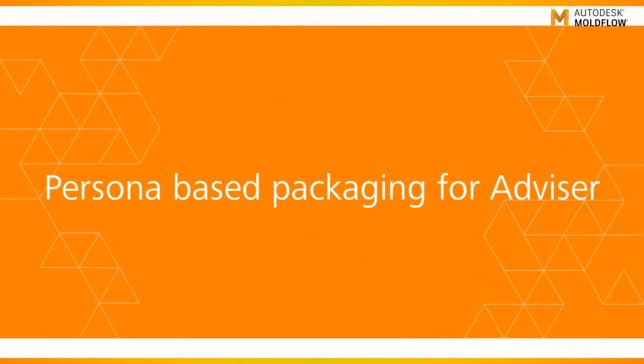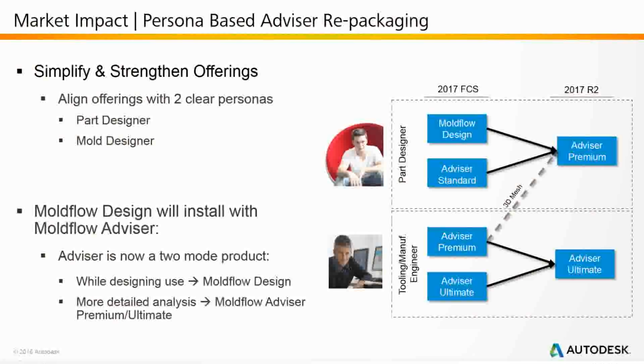So we repackaged our Advisor product line a little bit more. We went from a 3-product line to 2 products, and we packaged them up along the lines of functionality that a user persona would be looking for. So we have identified two user personas. One is the part designer, somebody that spends his life primarily in the CAD software, is not necessarily a manufacturing expert or doesn't know all that much about plastics, but makes a lot of decisions that determine the quality of the plastic part that comes off a machine.